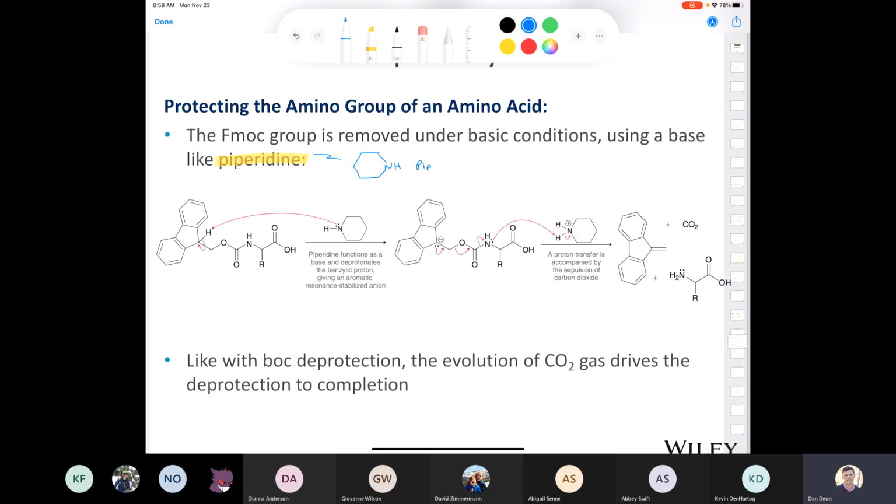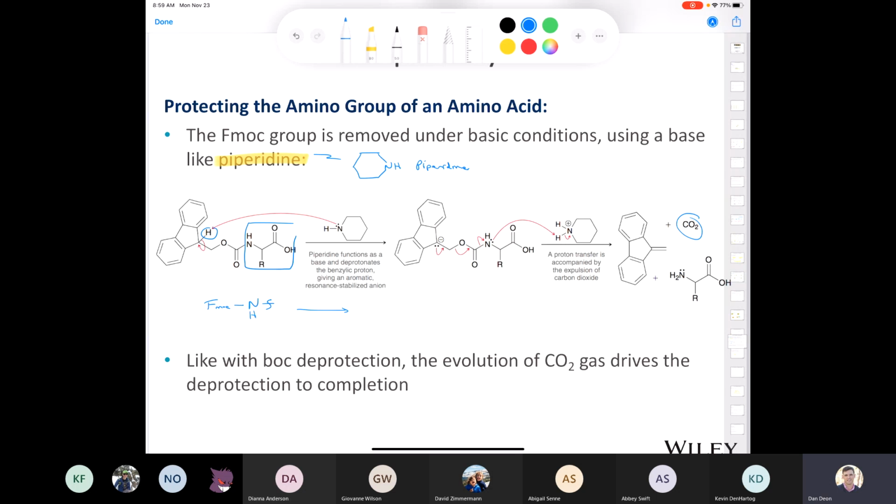Okay, so this is piperidine, just a liquid at room temperature. So you take the Fmoc protected amino acid. This is the same thing as saying I've got my amino acid and I've got my Fmoc group on it. You would simply treat that with piperidine. What it does is it removes that proton right there, and you get an aromatic resonance stabilized anion, and then it just falls apart, and it also liberates carbon dioxide, and that drives the deprotection to completion. So these are great reactions. They work extremely well.